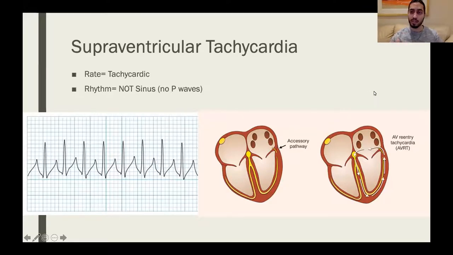All you got to know is if you don't see P waves and the patient's tachycardic and you have narrow complexes, that could be an SVT.